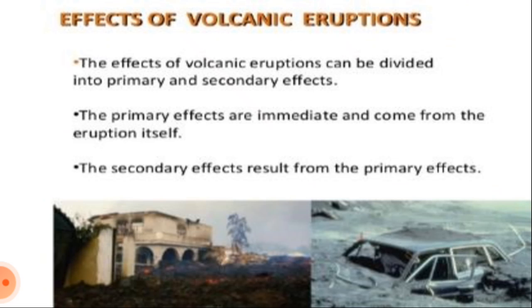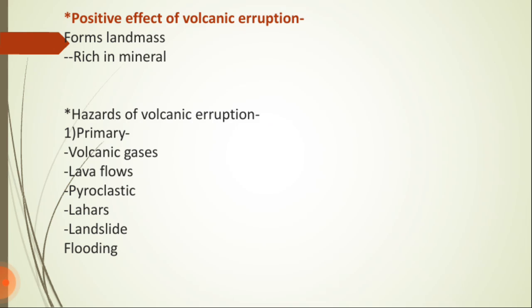Effect of volcanic eruption. There are different effects of volcanic eruption. The effects of volcanic eruption can be divided into primary and secondary effects. Primary effects are immediate and come from the eruption itself. The secondary effects result from the primary effects. Positive effect of volcanic activities: eruption forms landmass rich in mineral.